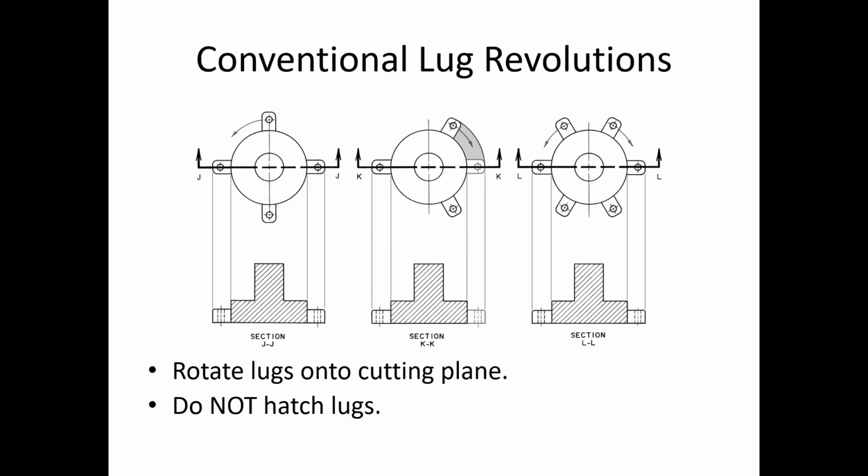The lugs don't have any cross hatching, even though they're material being cut by the cutting line. And we've also got those hidden lines for the holes, I guess to help you know there's a hole there. But if you cut it, it should be an object line.